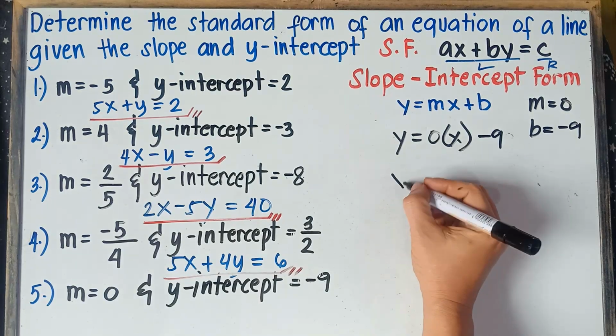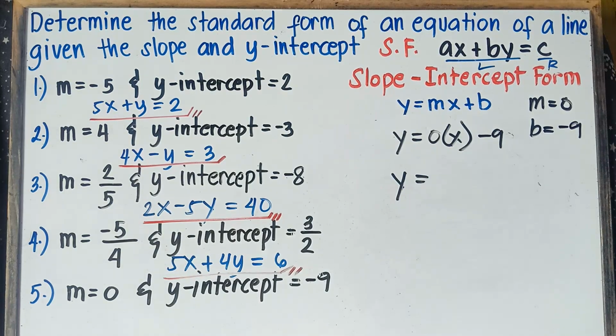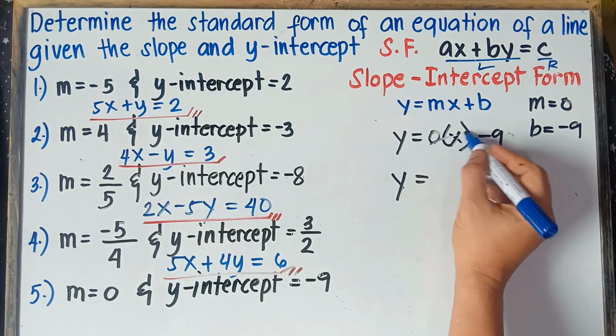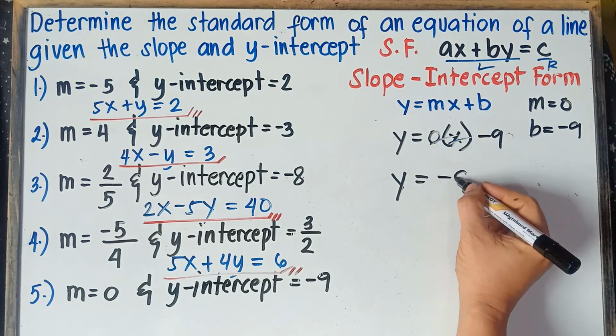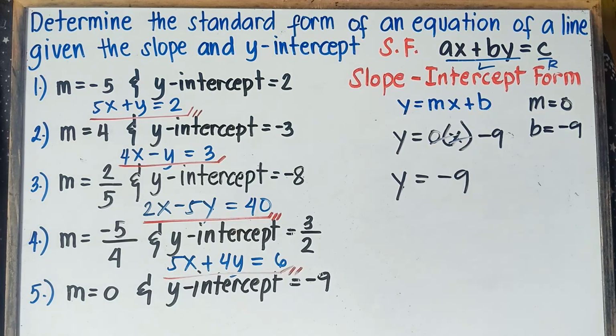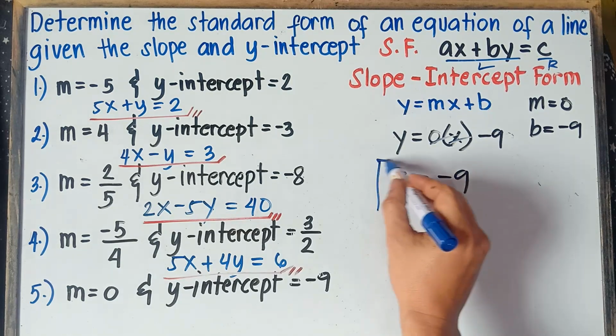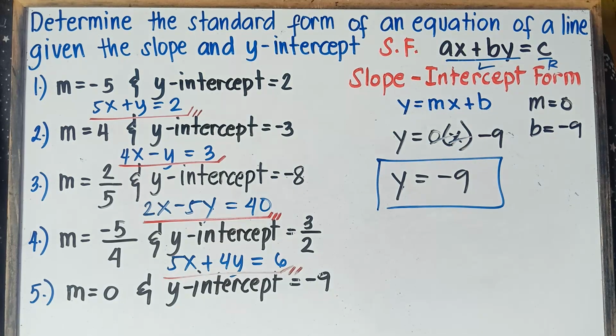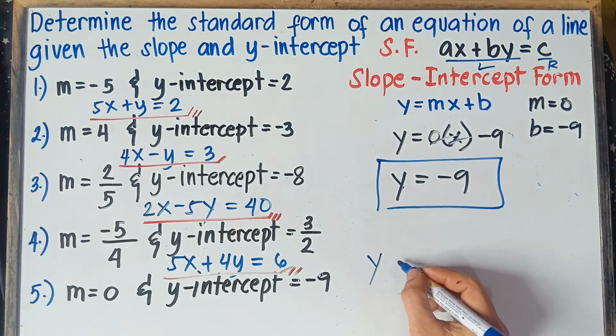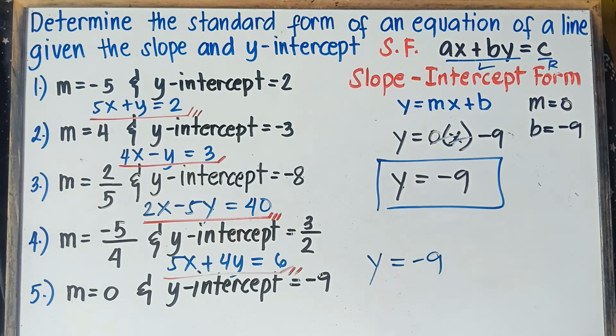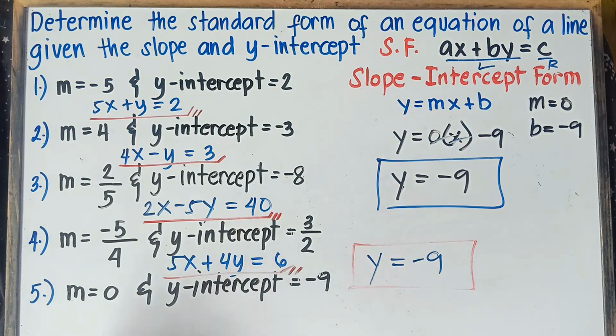Alright, now copy y equals 0 times x. Any number, any variable, any expression multiplied by 0, the answer is 0. So simply cancel this out, and then simply copy negative 9. That's it, class. This will be the equation, class. No other answer, class. This will be the equation, class, if the slope is 0. So our answer, we have y equals negative 9. That's the answer, class, with regards to example number 5. All set.